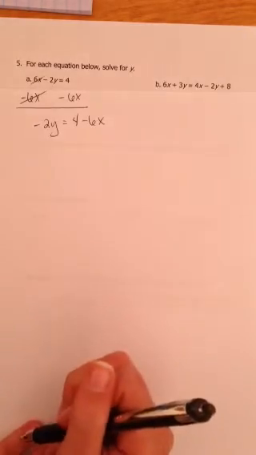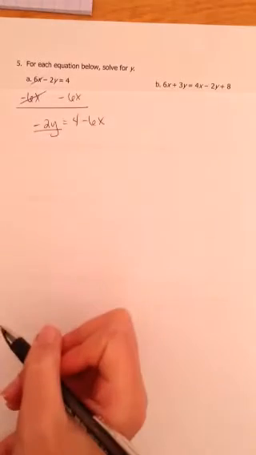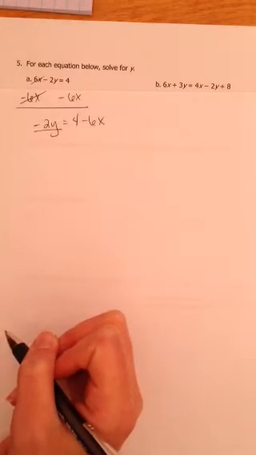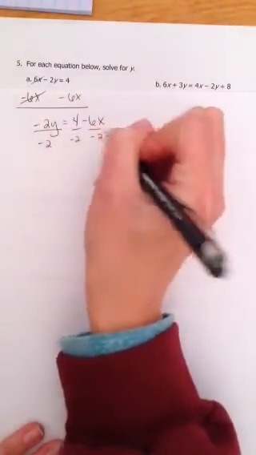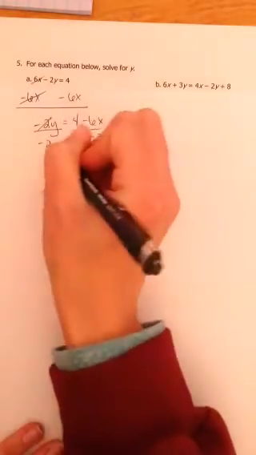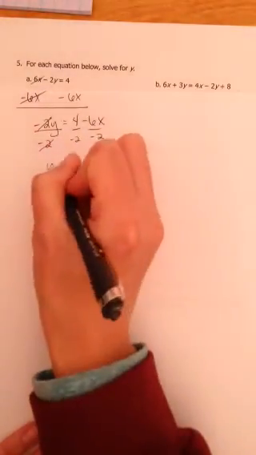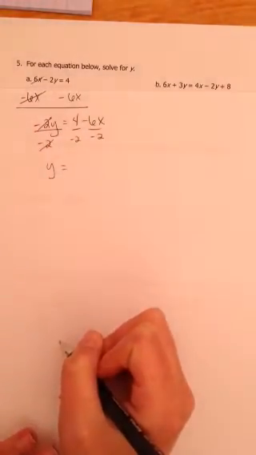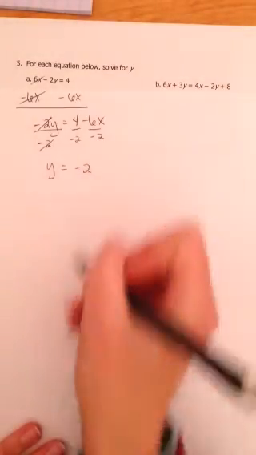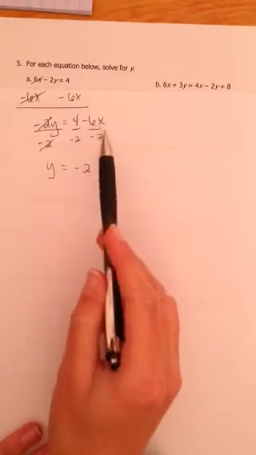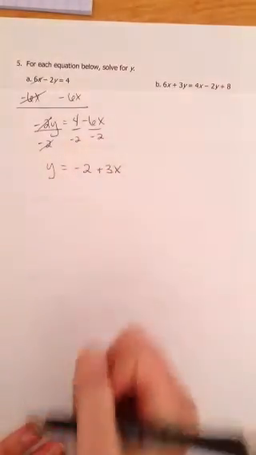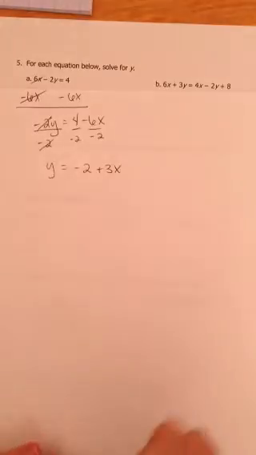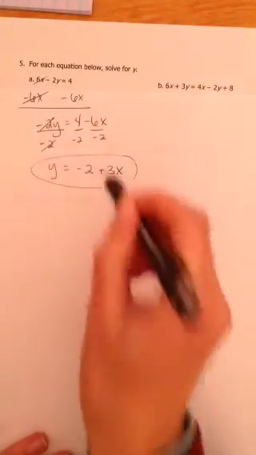Last thing I need to do in this problem is to get the negative 2 to not be there anymore. So I'm going to do the opposite of multiplying by negative 2 and divide each little thing by negative 2. So now these negative 2's cancel out, so I have y equals, and 4 divided by negative 2 gives me negative 2. Negative 6 divided by negative 2 gives me positive 3, and it has an x with it. Okay, so that's my solution for A.